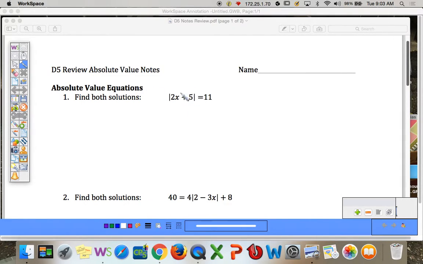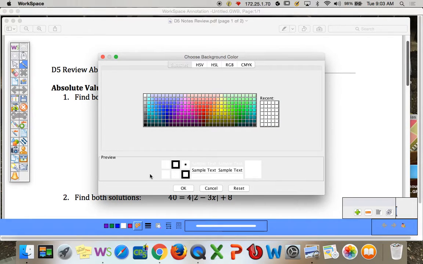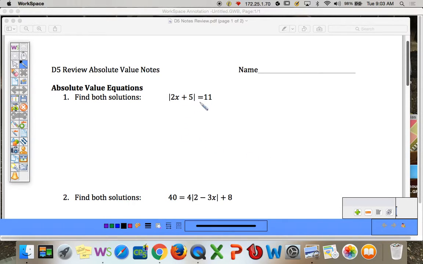Okay, so first of all, if your absolute value is by itself, you want to split it up and find what will give you the positive and negative answer. And so we have 2x plus 5. That whole thing can be 11. And 2x plus 5, that whole thing can be negative 11. And then we're going to solve.